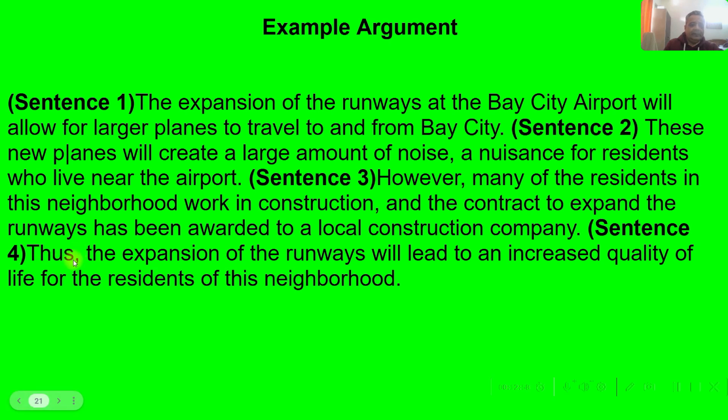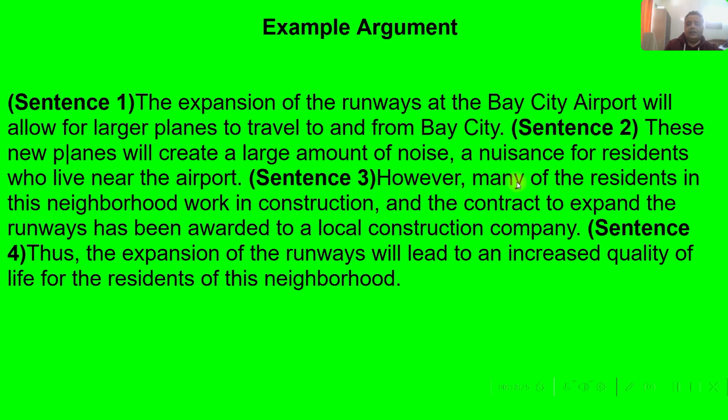First, it is indicated by the word thus, and it says the expansion of the runways will lead to an increased quality of life for the residents of this neighborhood. So the first indication is the word thus, and the second indication is that it is telling us about the result or the outcome of the expansion of runways in the Bay City Airport. And on what basis has the author concluded this? It is sentence 3.